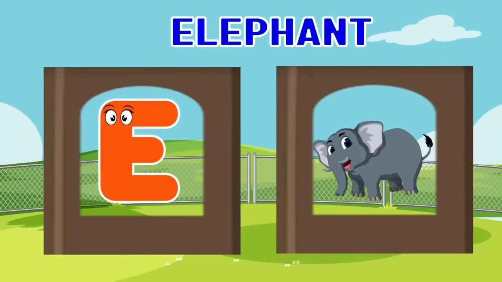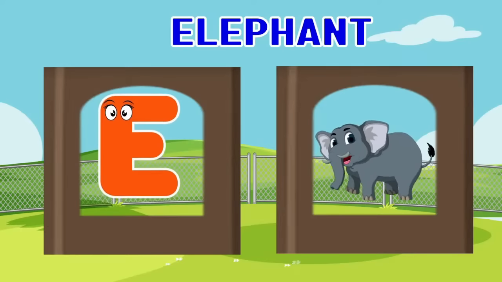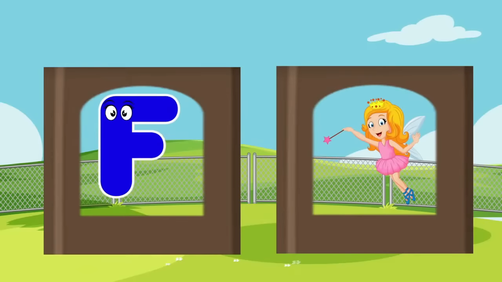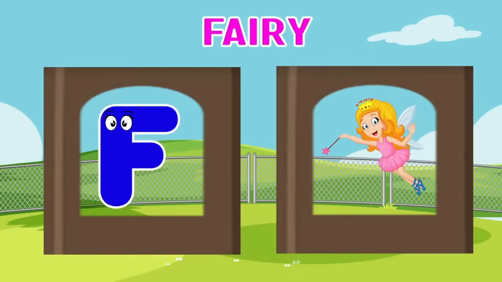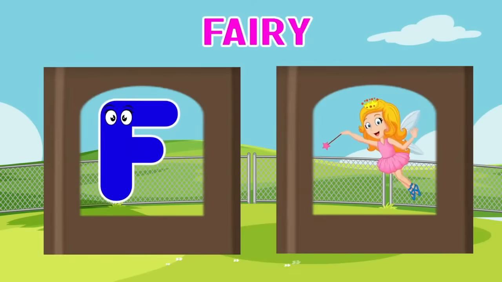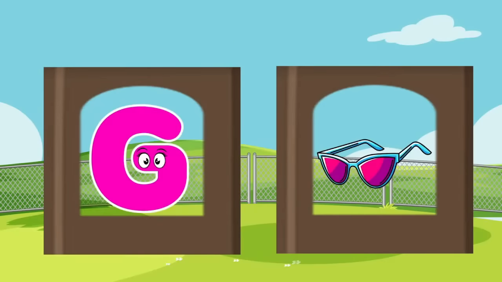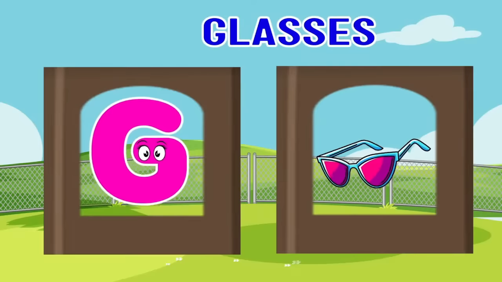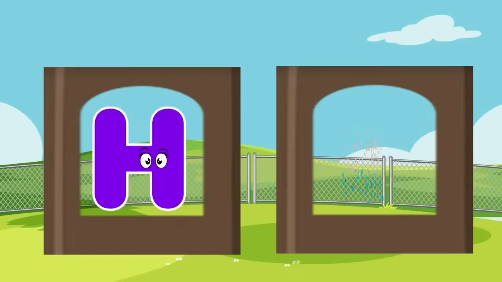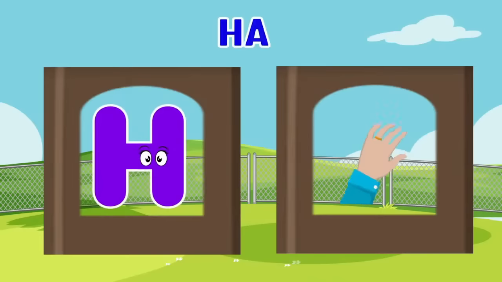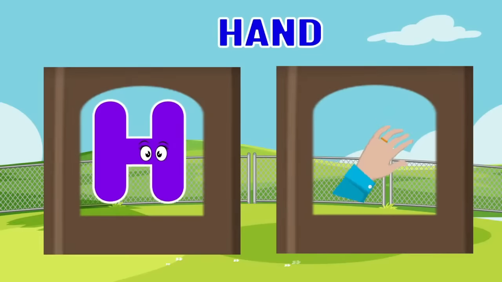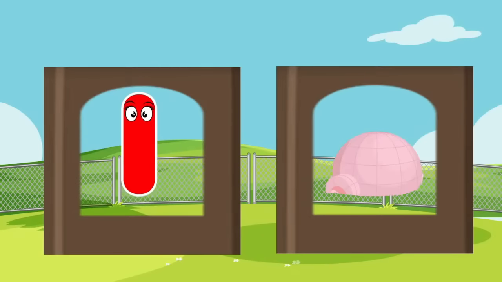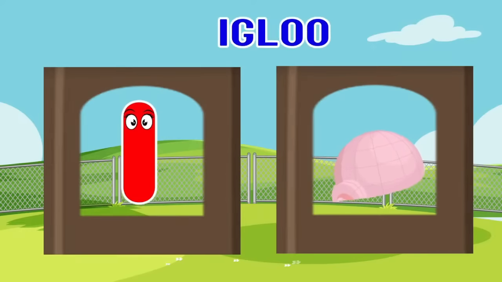E, elephant. F is for fairy. G is for glasses. H is for hand. I is for igloo.